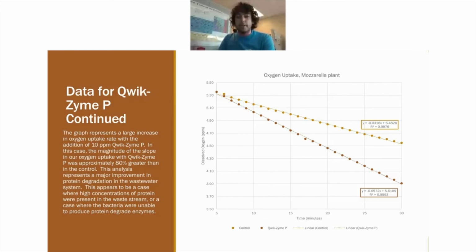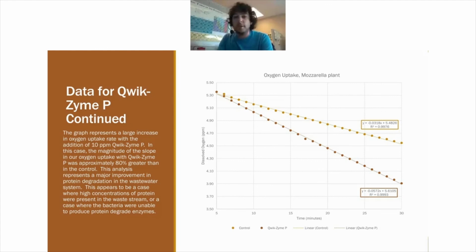All right, so here's a bit more data. I already showed an uptake test with Quiczyme P earlier on with the whey protein isolate. This was a mozzarella plant, and this was a really good case where either the system was having difficulty producing protease for some chemical reason, the bacteria were just struggling, or there was a very high concentration of undegraded substrate present, because we were seeing an 80% increase in oxygen uptake rate relative to the control. Generally, in an oxygen uptake rate, if you're above about a 10% improvement, you can start to be confident that you're actually seeing some improvement, but it might be more minor.